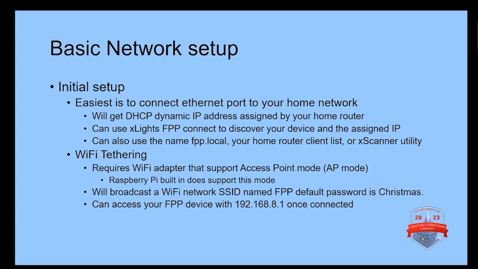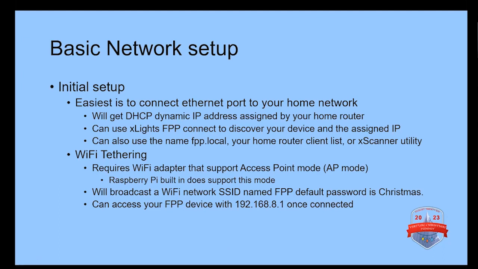There are 3 primary methods that you can use to connect to your FPP instance for the first time. By far the easiest is just to connect the Ethernet cable from your Raspberry Pi to your home network, such as your home router, or if you happen to have a switch already, just connect it to your home Ethernet. It will automatically, dynamically get an IP address assigned from your home router. Then we could go into xLights, choose the tools FPP Connect utility that we'll talk about in a minute, and it will search and discover your device, and it will actually see that device on the network, and then it'll be a hyperlink that you can click, and that'll open the web page for the initial setup.